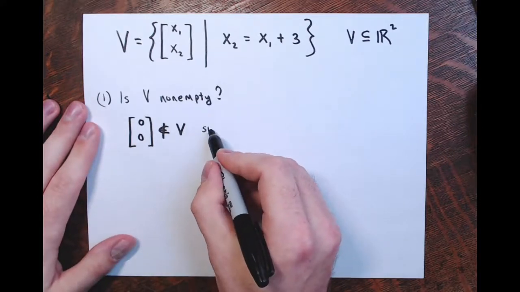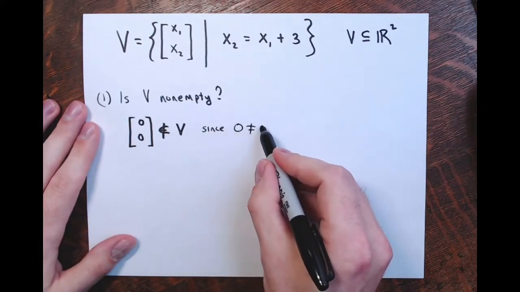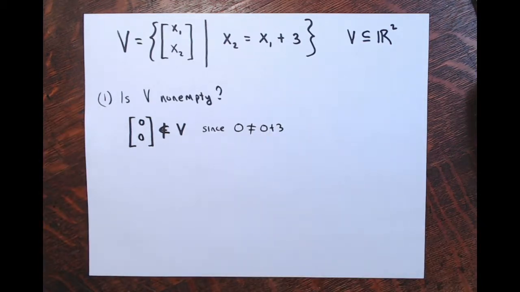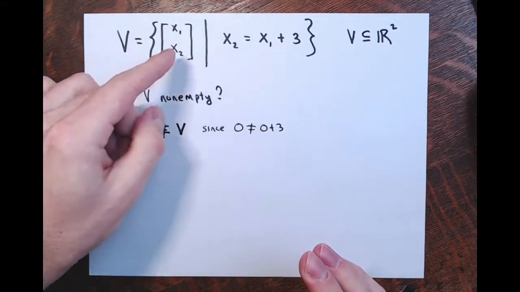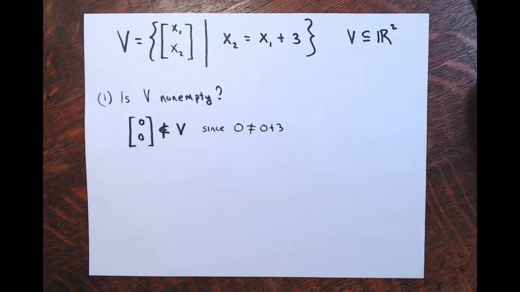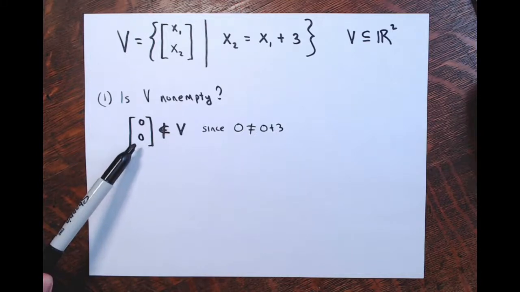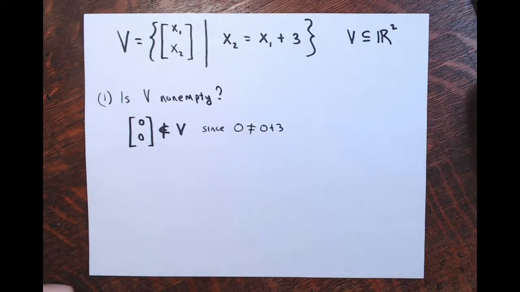Since the second component is not the first component plus 3, right away I can tell you this set of vectors does not satisfy all 10 properties. It wouldn't be closed under vector addition, or even scalar multiplication for that matter. But if that additive identity, the zero vector, is not in the set, it's not going to be a subspace.